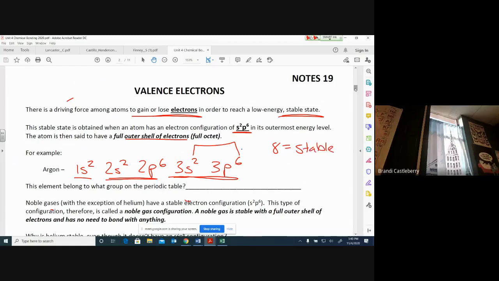Nice, helpful phrase. So this element belongs to what column? We already talked about them. The stable column is the noble gases. They already have 8. They naturally have 8 on the outside energy level. They don't need to do anything else. They're already stable. Everything else has to do something to get there.